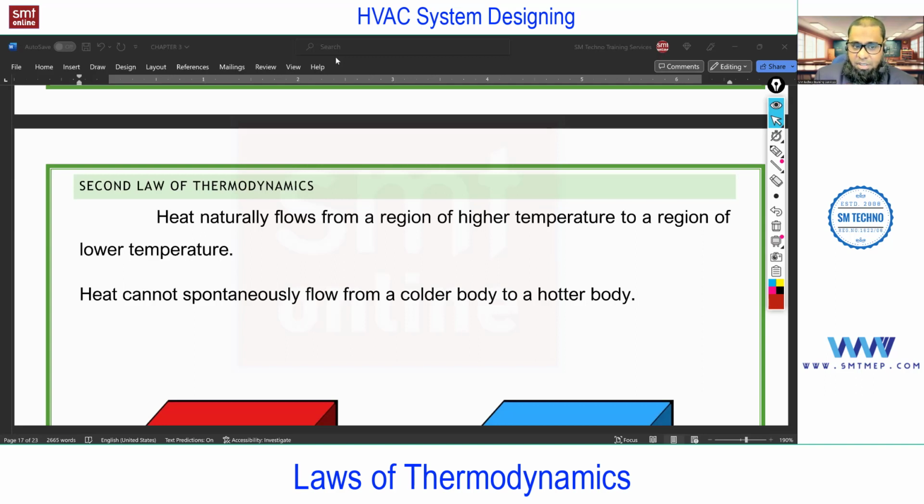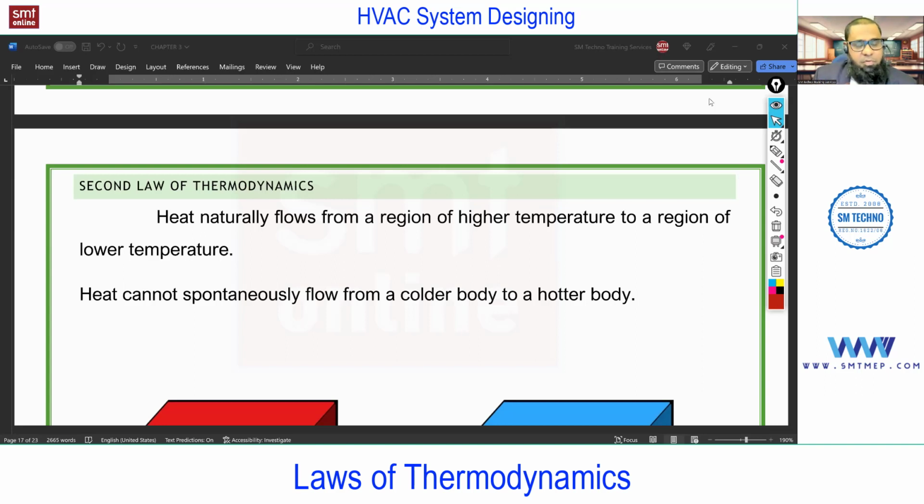Okay, so the scientist Clausius. According to the Clausius statement, it's simple. If I make it simple, we can consider this as heat always flows from high temperature to low temperature by nature. Or, it is not possible for a system which is working in a cycle to transfer the heat from the low temperature to higher temperature without the aid of an external agency.